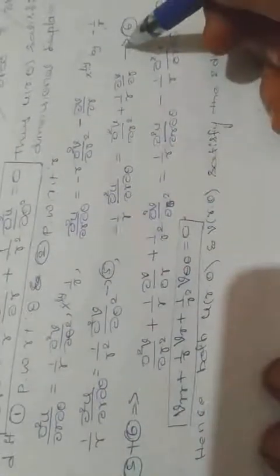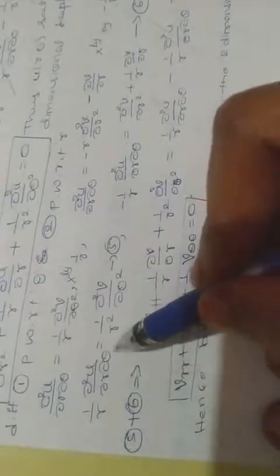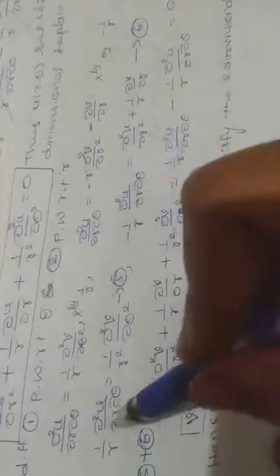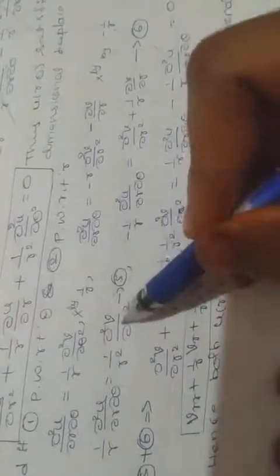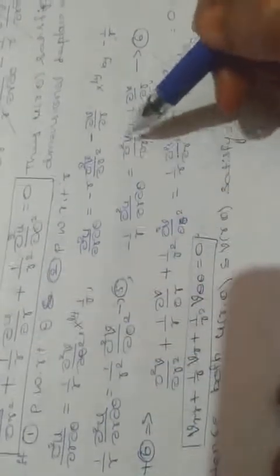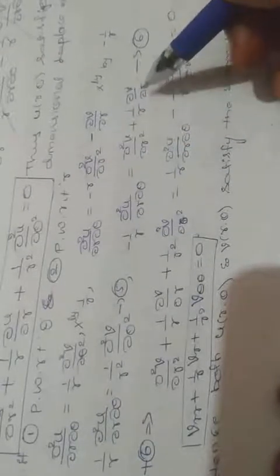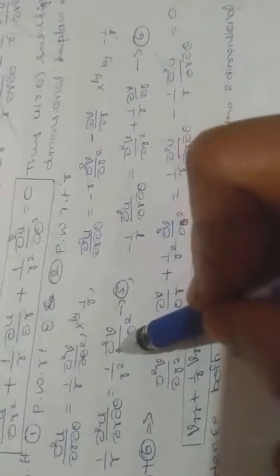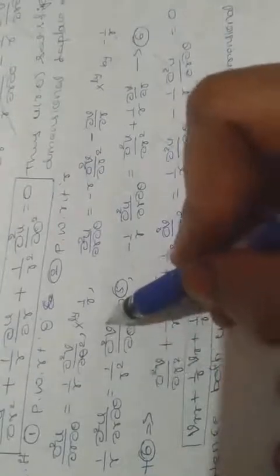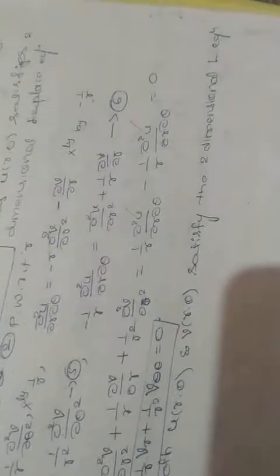Add 5 and 6. When you add 5 and 6, see, this is 1 by r into ∂²u/∂r∂θ plus minus 1 by r into ∂²u/∂r∂θ. These two terms get cancelled, and the remaining terms on the RHS are ∂²v/∂r² plus 1 by r into ∂v/∂r, and the RHS of equation number 5 is 1 by r square into ∂²v/∂θ², equals 0. Okay, now this equals 0. Hence both u and v satisfy the two-dimensional Laplace equation.